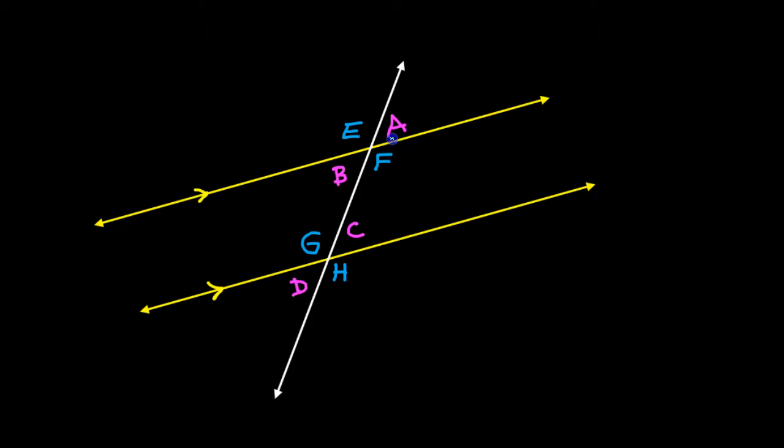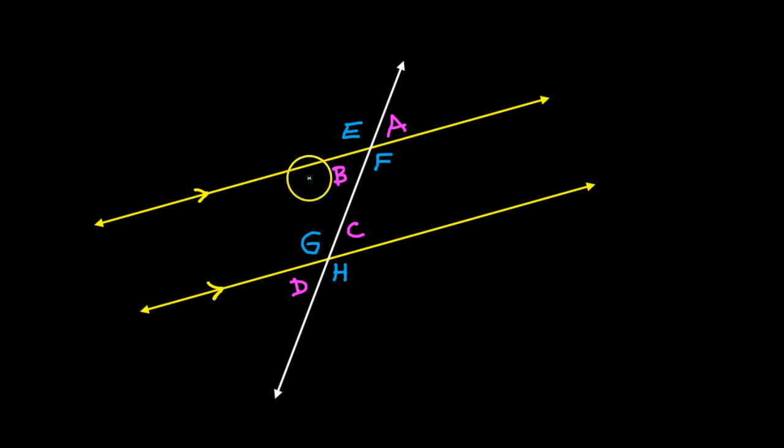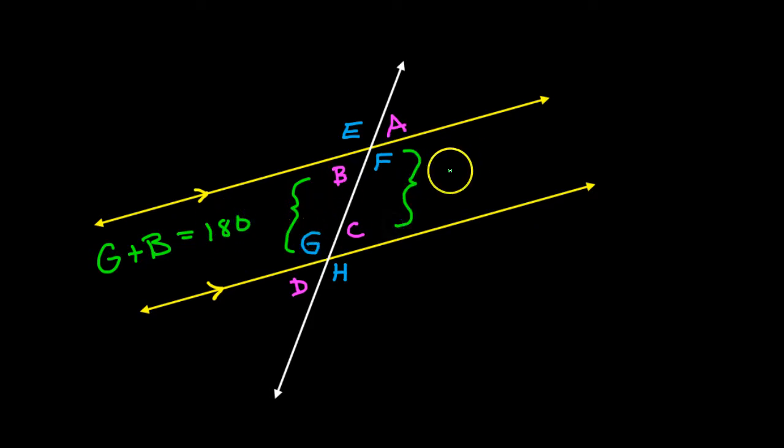Now, there's one more thing you need to know. The angles that are side by side like this, for example, angle B and angle G. See how they're nestled in here together? These angles are supplementary. That means they add up to 180 degrees. So G plus B would have to equal 180. Same thing going on with these right here. F plus C would equal 180.